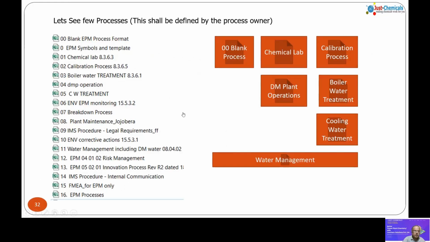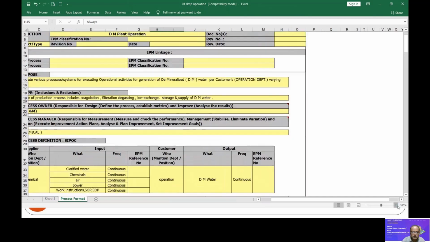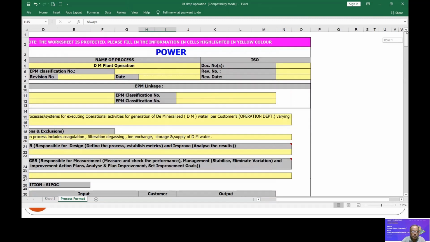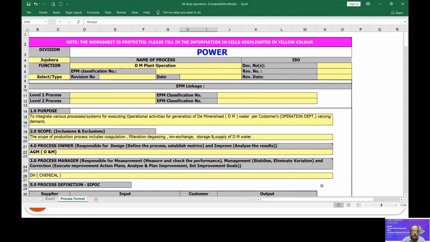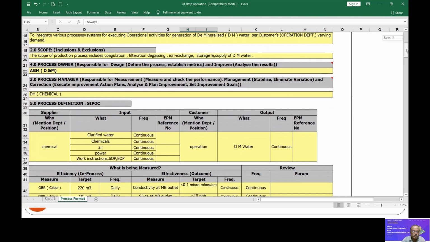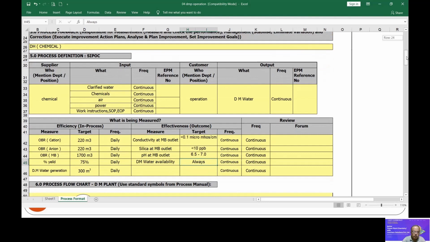And we'll talk about all these EPM procedures. If you see one procedure, I'll take DM plant operations, which is a very vital thing for us to understand. And we are going to talk on the process. There will be a lot of processes within a power plant chemistry system. We'll talk about the process, the scope, the methodology. We'll talk about the CPOC table. We'll talk about efficiency and effectiveness of each process.